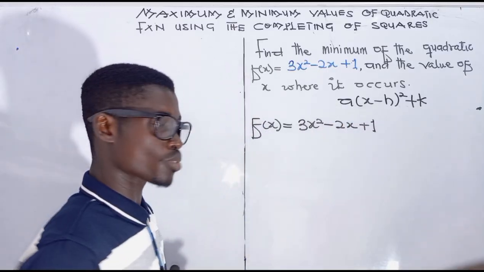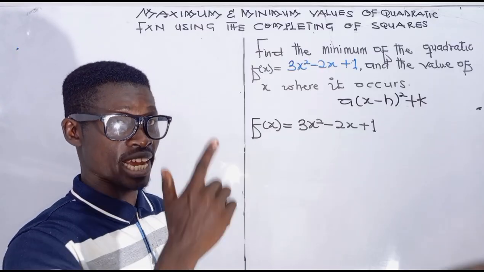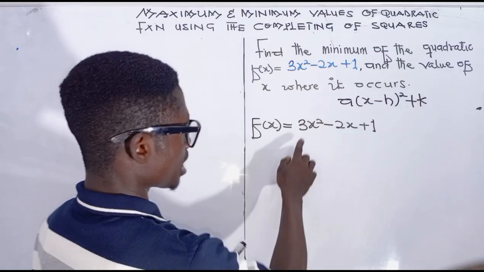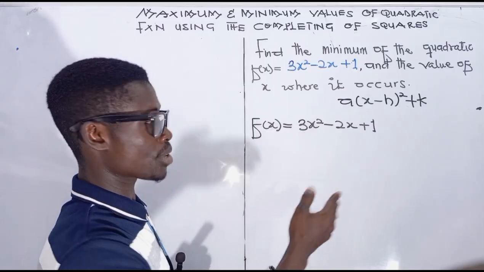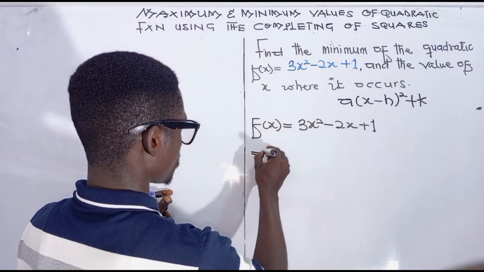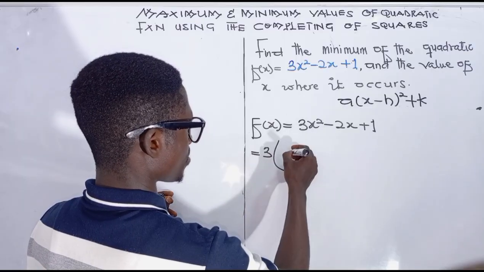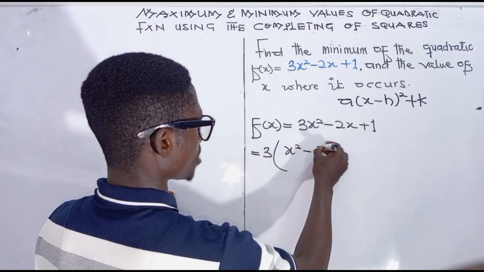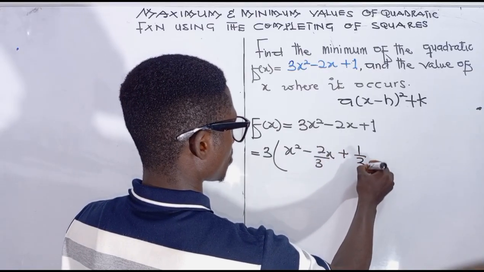In completing the squares, the first thing that we are supposed to do is to make sure that the coefficient of x squared is 1. Looking at this, the coefficient of x squared is not 1. So to make it 1, we have to factorize 3 out. When you factor 3 out, we'll be left with x squared minus 2 all over 3x plus 1 all over 3.